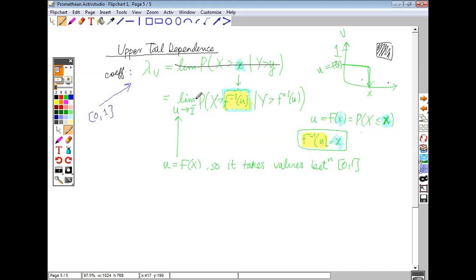And as in any other case, if your lambda u takes the value 0, then you say that x and y are asymptotically independent in the upper tail region. Because remember, this is not any tail dependence, this is only the upper tail dependence that we're talking about, which is this area right here. Similarly, you can also talk about lower tail dependence.